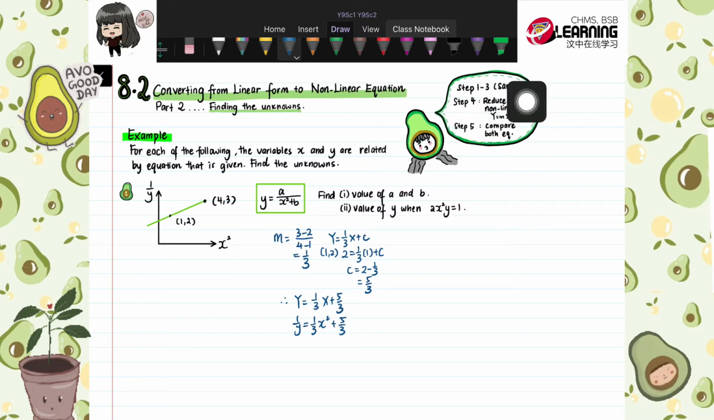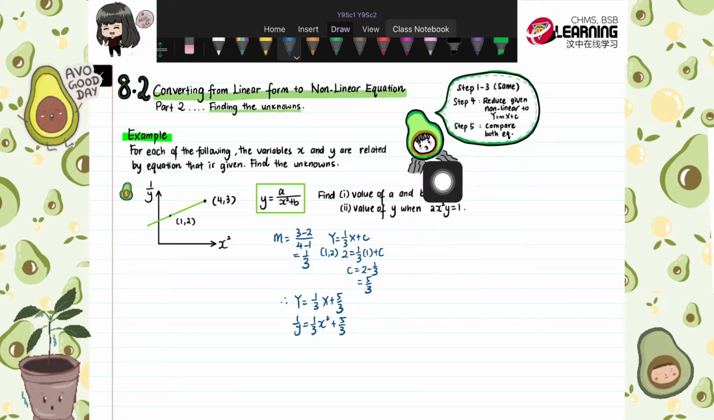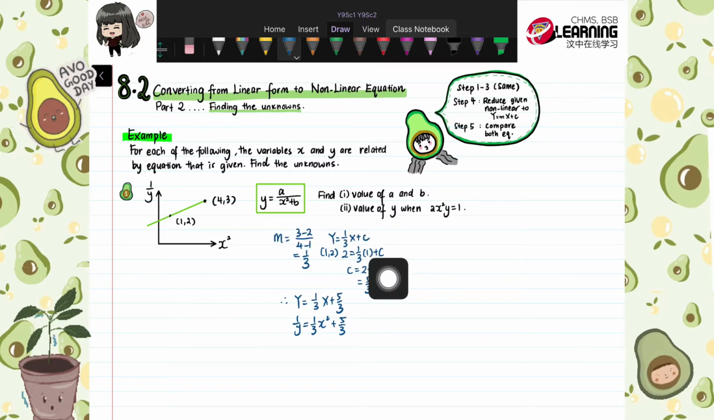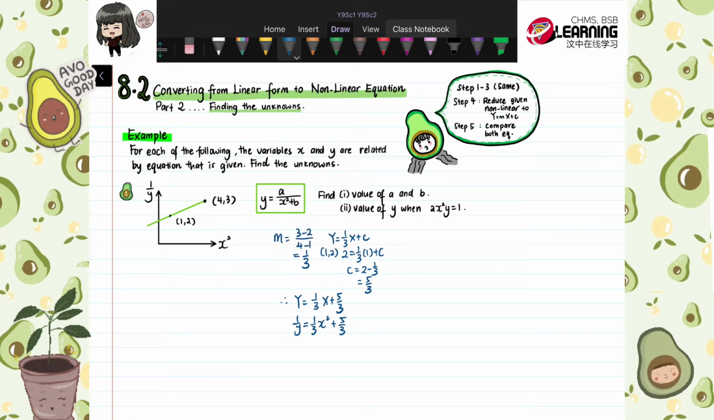So step 4 is reduce the given non-linear equation. Step 1 until 3 is here already. So step 4 is reduce this one. I'm going to reduce this one.